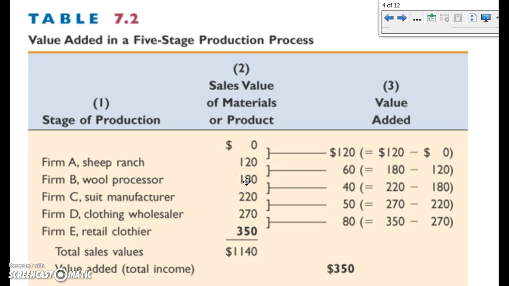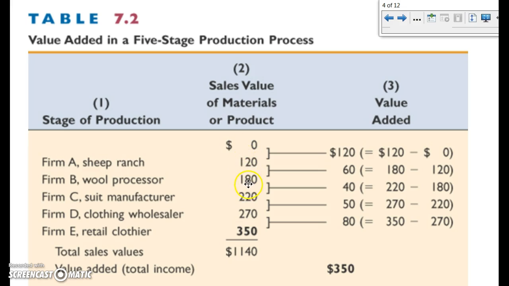Again, we're not counting it. The wool processor added $60 in value because they sold the material for $180 and they paid $120 for it, but we're not adding that yet. The suit manufacturer buys the wool for $180, produces a suit and sells it for $220. Again, it's an intermediate good. All of these are intermediate goods. The clothing wholesaler buys the suit and sells it to a retailer for $270. The retailer sells it to the final consumer for $350. So the addition to GDP is simply the $350 final price of the suit.